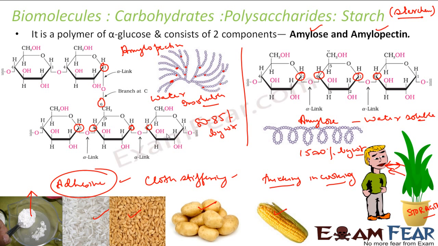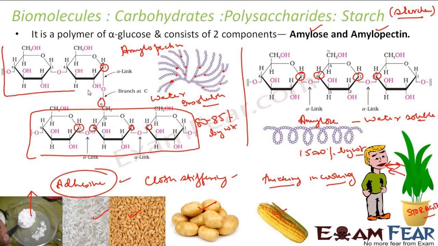Once again, starch has two components: amylose and amylopectin. Amylose is almost 15 to 20% by weight, and amylopectin is almost 80 to 85% by weight. Amylose is a straight helical chain, only C1-C4 linkage, all alpha D glucose. Amylopectin is also alpha D glucose with C1-C4 linkage, but between these there is C1-C6 linkage at the branch points.